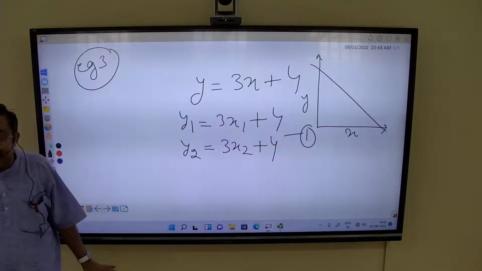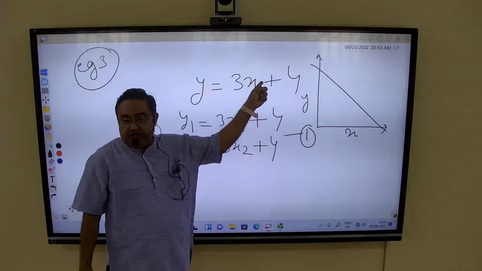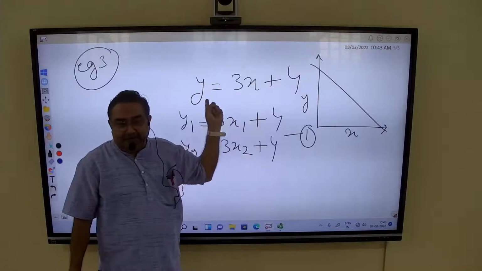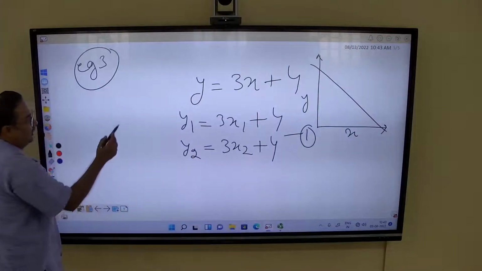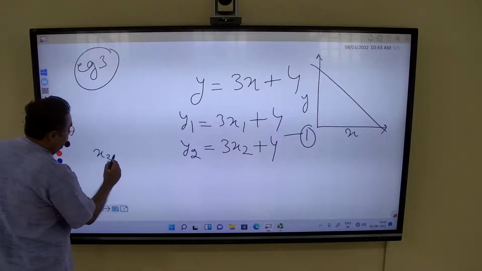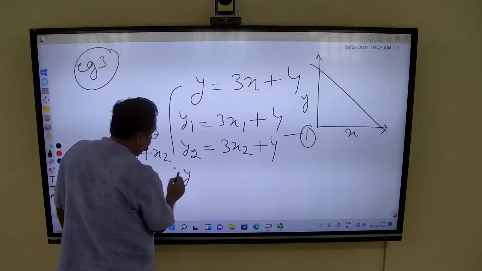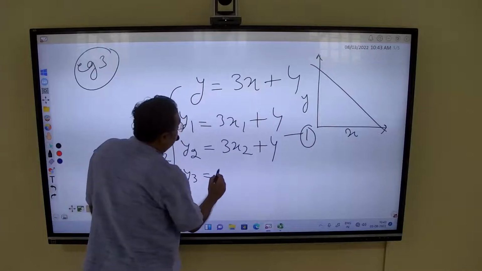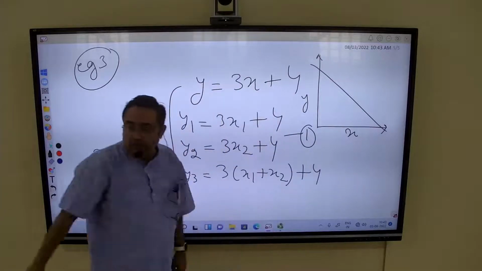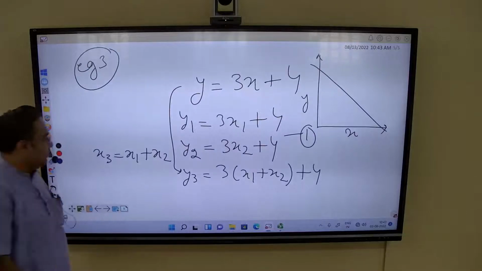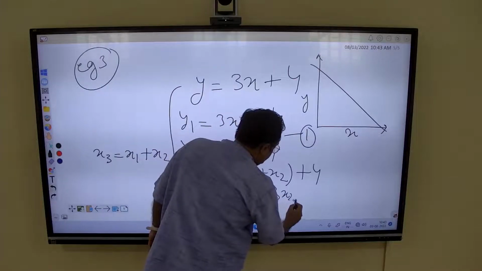Now what does the principle of additivity say? Now you apply input equal to x1 plus x2. So I am applying here an input equal to x1 plus x2. Check whether my output y3 is equal to y1 plus y2 or not. Suppose I have applied another input x3, which is nothing but x1 plus x2. Just place this value. What I will get? y3 is equal to 3(x1 plus x2) plus 4. Do you agree or not? Just open it. What you will get? 3x1 plus 3x2 plus 4.